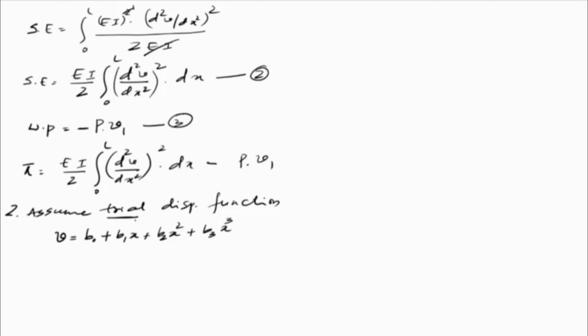Now once again, the assumed displacement function should satisfy the given boundary condition. So I have to put those boundary conditions here. So what is the same boundary condition? When x is equal to 0, what is my v?